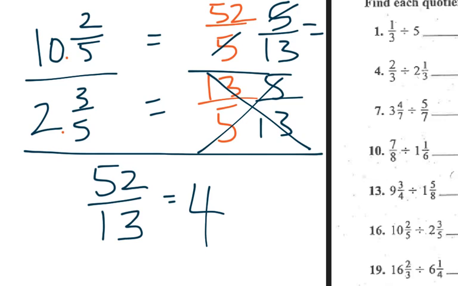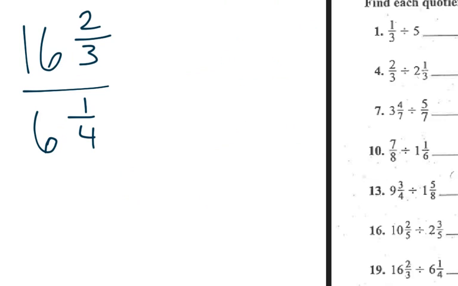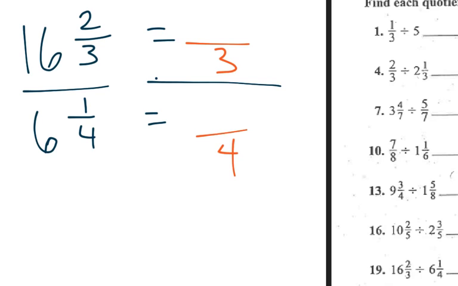Alright, we're going to do one more, number 19. Okay, so we have 16 and 2/3 divided by 6 and 1/4. Both of these need to be changed. And again, the 3 will not change and the 4 will not change, but we will have new numerators. So 6 times 4 is 24, plus 1 is 25. Then 3 times 16 is 48, plus 2 is 50. So that's our new problem. Then I'm going to flip.